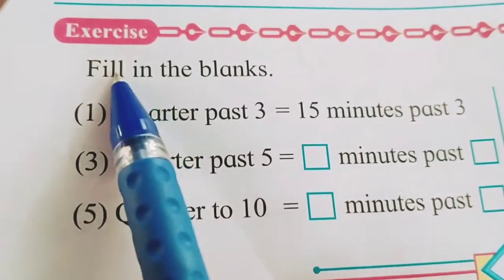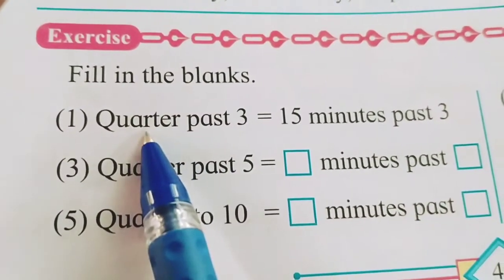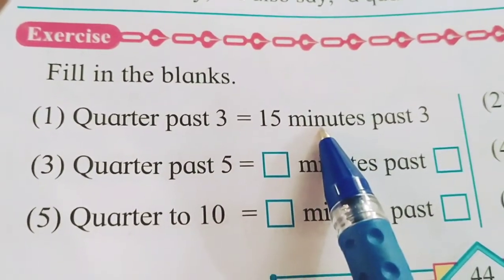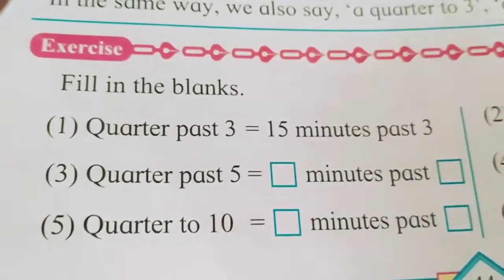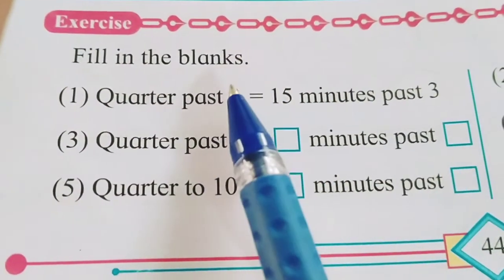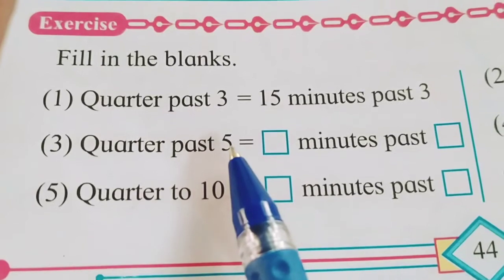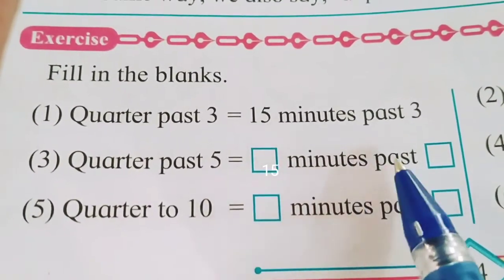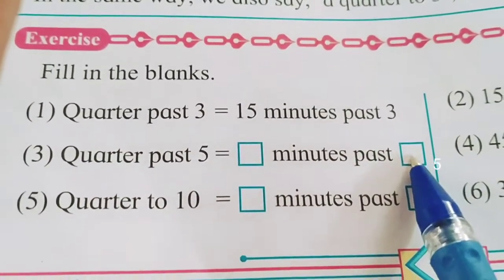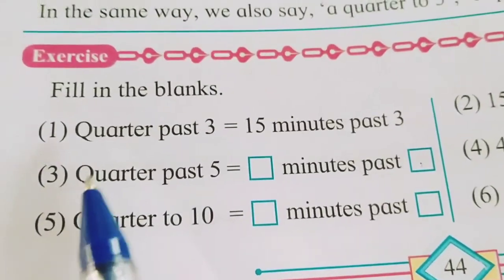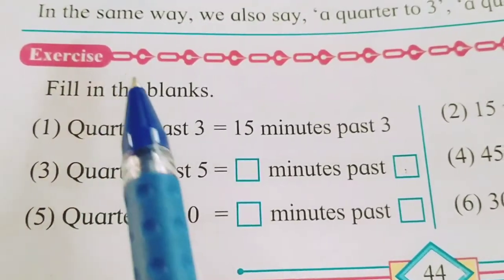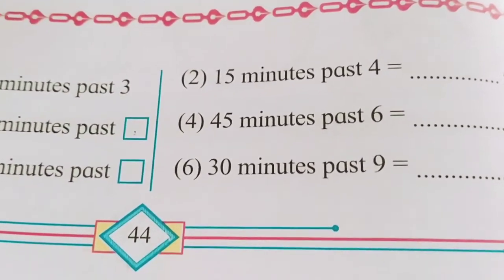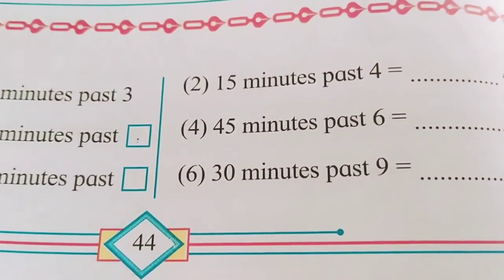Now look here, exercise, fill in the blanks. Quarter past 3 is equal to 15 minutes past 3. Similarly here, quarter past 5 means 15 minutes past 5. So in this way you have to solve this exercise. I hope you understand.